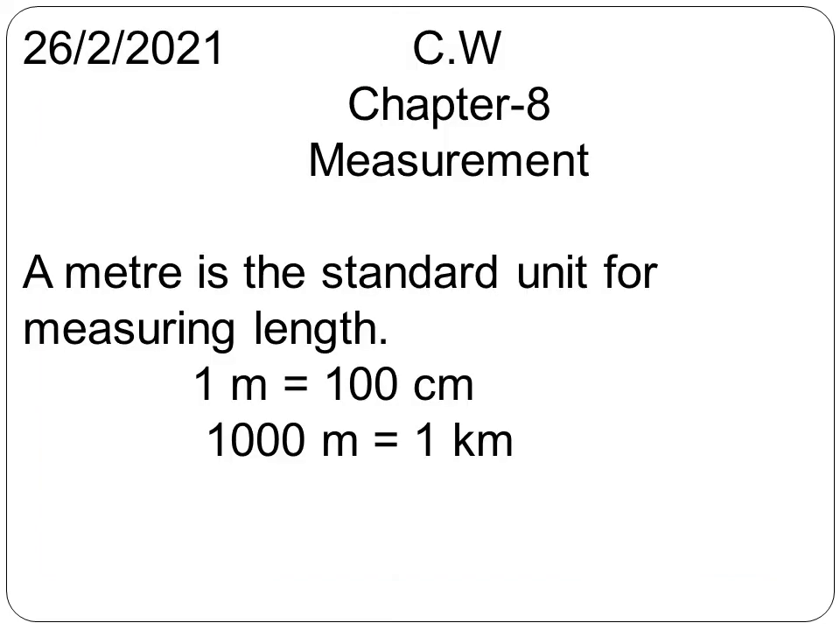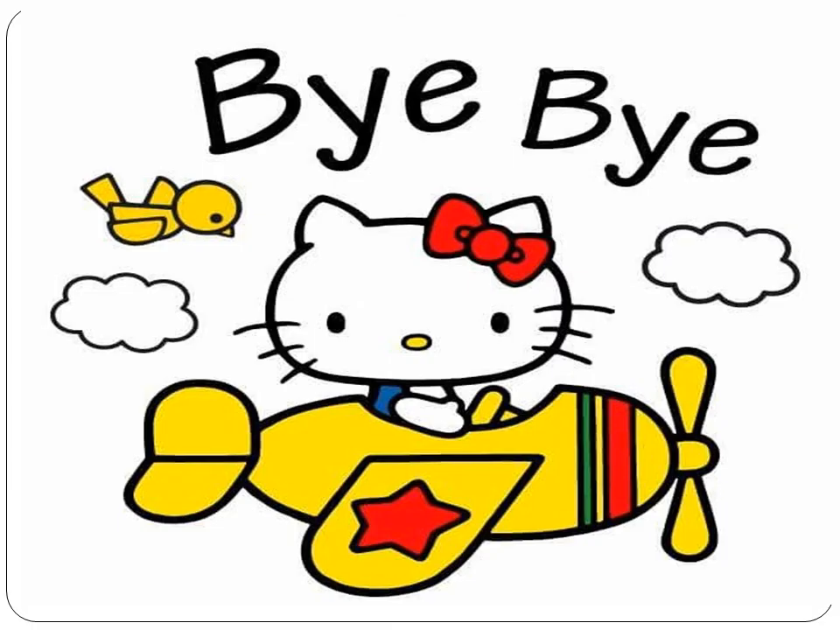Take out your maths classwork, write down today's date, write heading as chapter 8 measurement. A meter is the standard unit for measuring length. 1 meter is equal to 100 centimeter. 1000 meter is equal to 1 kilometer. Here ends today's session.